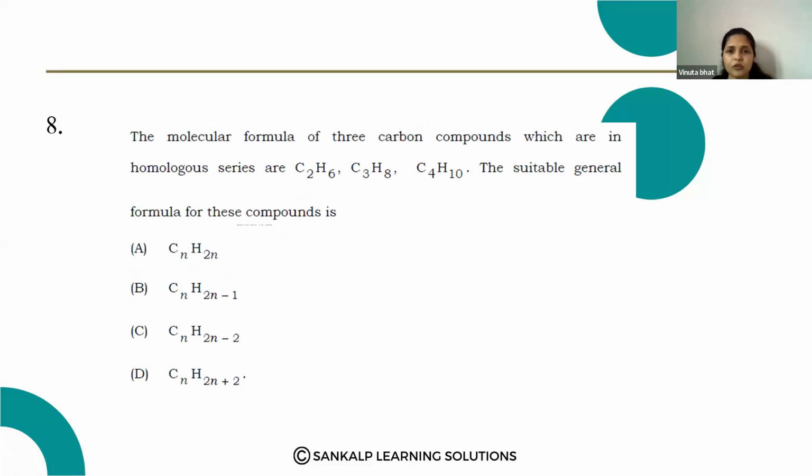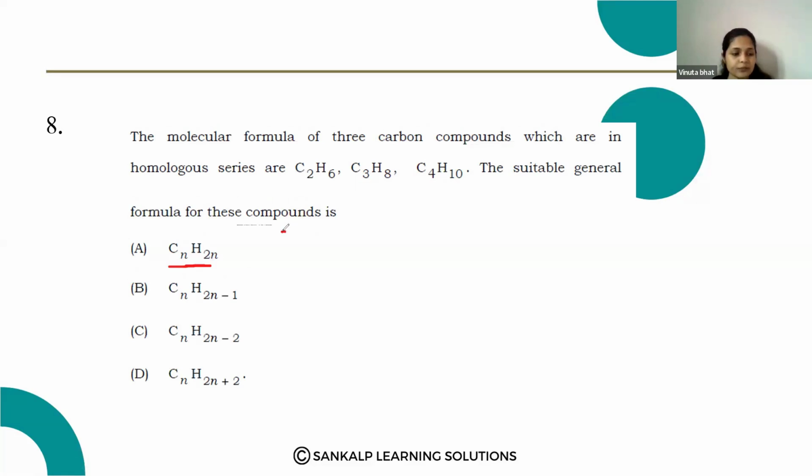The molecular formulas of three carbon compounds in a homologous series are C2H6, C3H8 and C4H10. What is the suitable general formula for this series? Just check with the CnH2n formula.